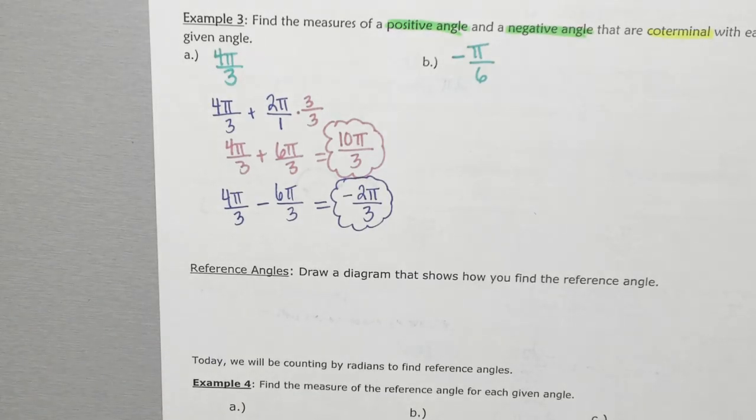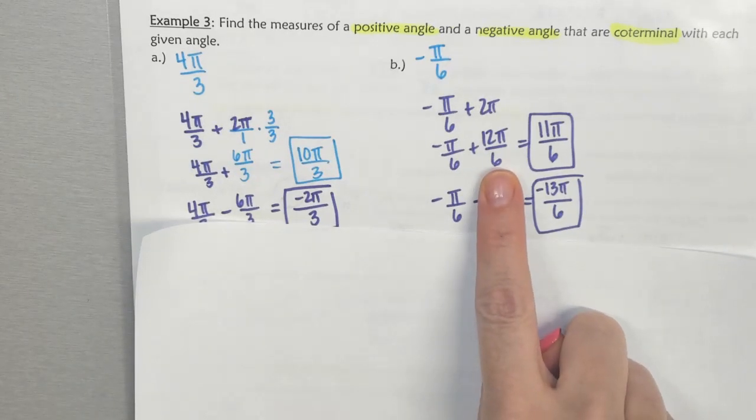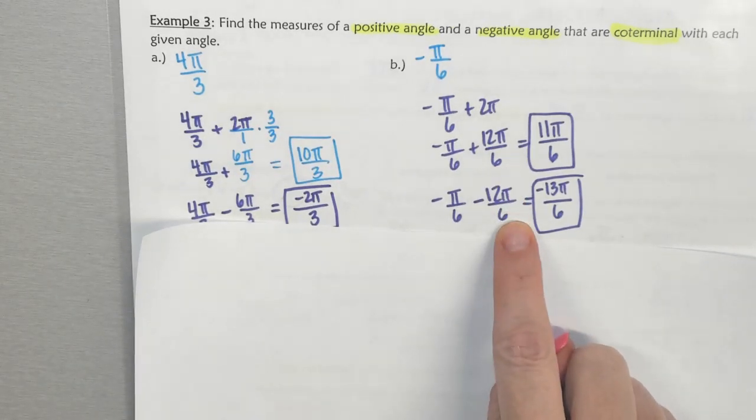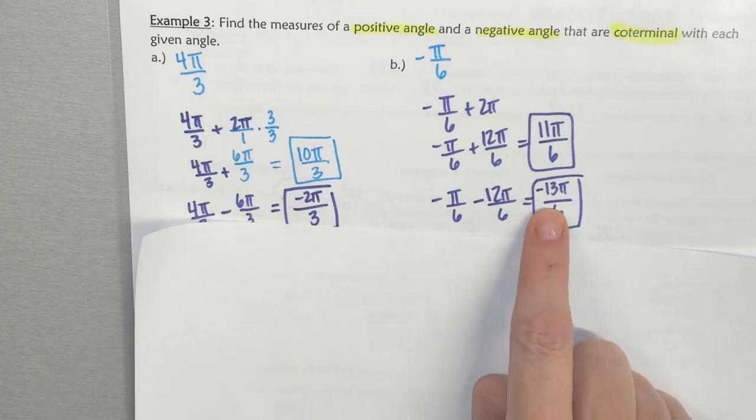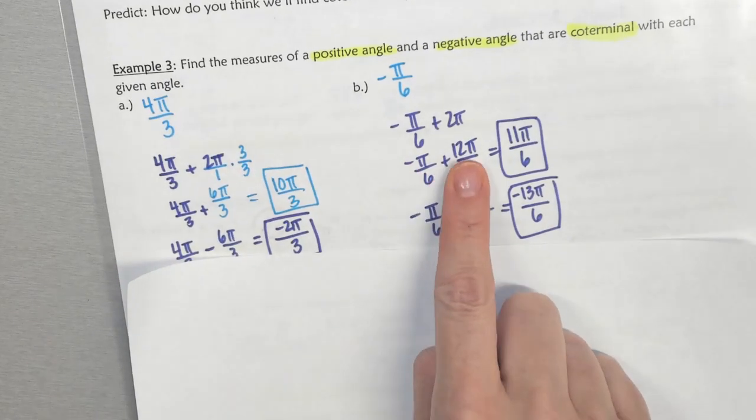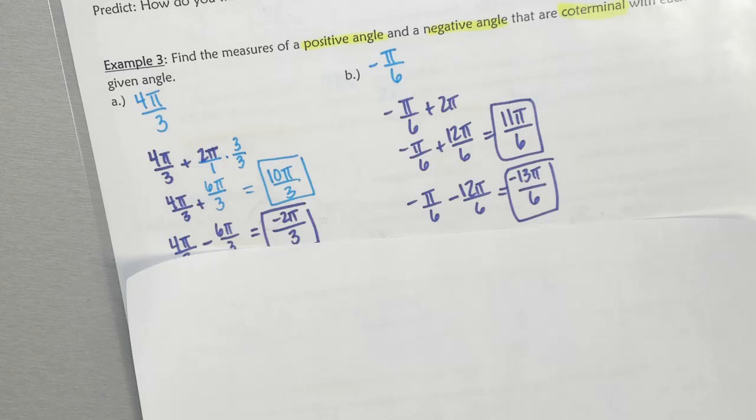All right, so what did we get for our positive value? Yep, 11 pi over 6, we agree. Okay, what about negative? All right, so once you find that you're adding 12 pi over 6, then you just subtract it. Negative 1 minus 12, negative 13. Negative 1 plus 12 is 11. Okay? All right, how are we feeling so far?